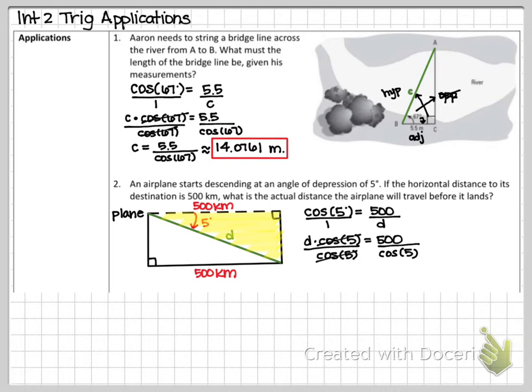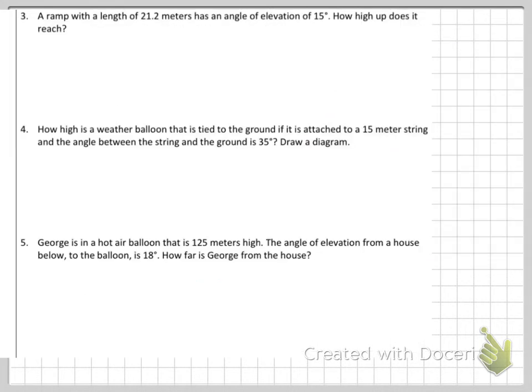Cosine 5 divided by cosine 5 is 1, so they cancel. So we'll get 500 divided by cosine 5. Okay, that's my exact answer. Let's find the approximate. So we're going to type in 500 divided by cosine 5. That gives me 501.9099 kilometers. So that is the distance that the plane is actually going to travel. Okay, moving on. Let's take a look at question number 3.